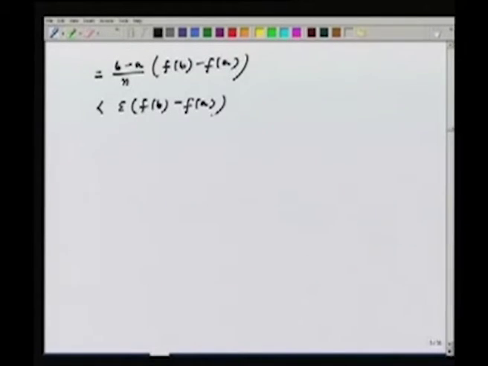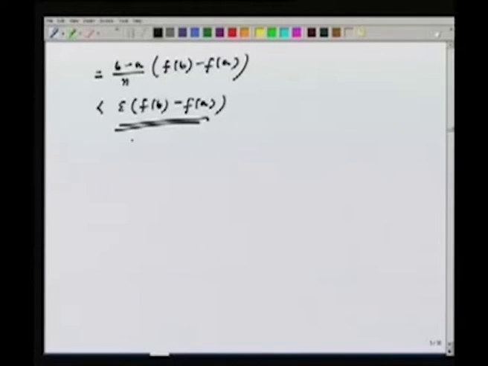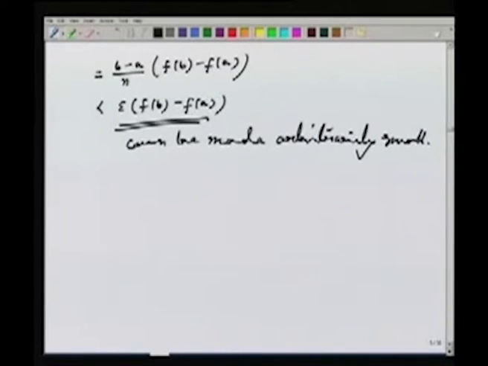Again, using the trick, because f(b) minus f(a) is constant and epsilon is arbitrarily small, this quantity can be made arbitrarily small. That is, I can always do it by choosing epsilon smaller and smaller. This is precisely what we have done in the last result also. So that shows that the function satisfies the necessary and sufficient criteria of the Riemann integrability. As a result, f is Riemann integrable.